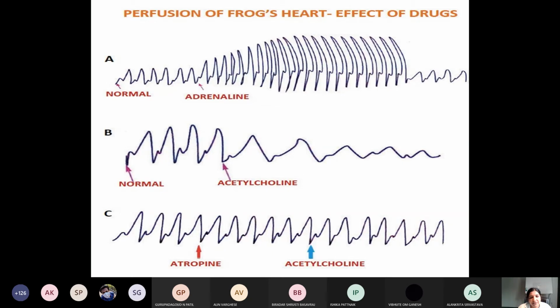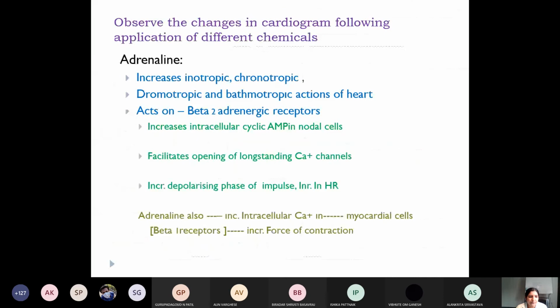The comparison is evident here. If you see above, the rate and force of contraction are increased after the adrenaline effect. After acetylcholine, when it acts through muscarinic receptors, both are decreased, the rate drastically reduced, and even the force of contraction is reduced compared to normal. So if you remember the graphs properly, it will help you to memorize the effects better. Okay.